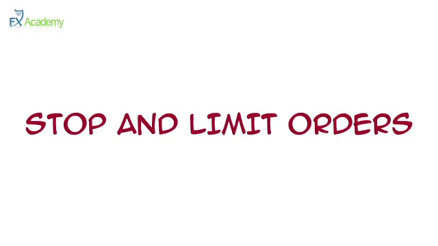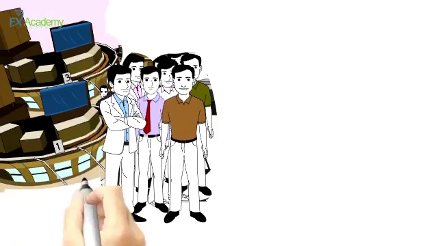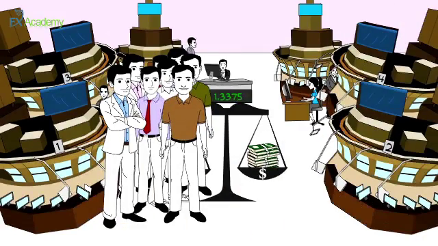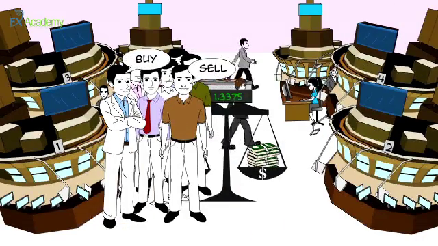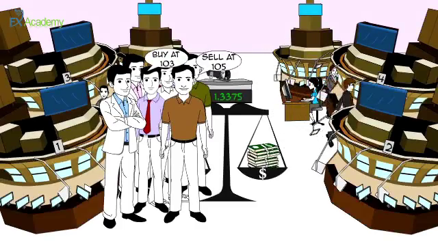Stop and limit orders. So far, we talked only about market orders. Market orders are orders that tell your broker or exchange to make a trade immediately at whatever price they can get for it. There are two other kinds of pending orders, both conditional upon price reaching a certain level, which you should know about: stop orders and limit orders.